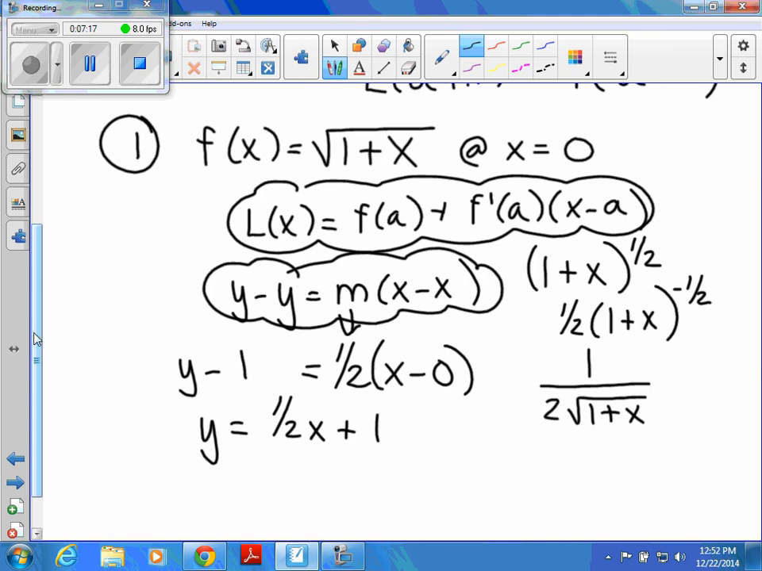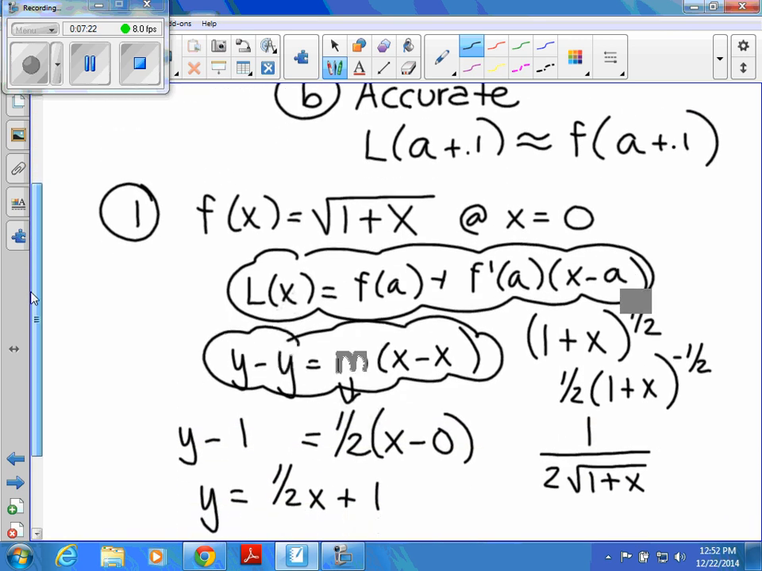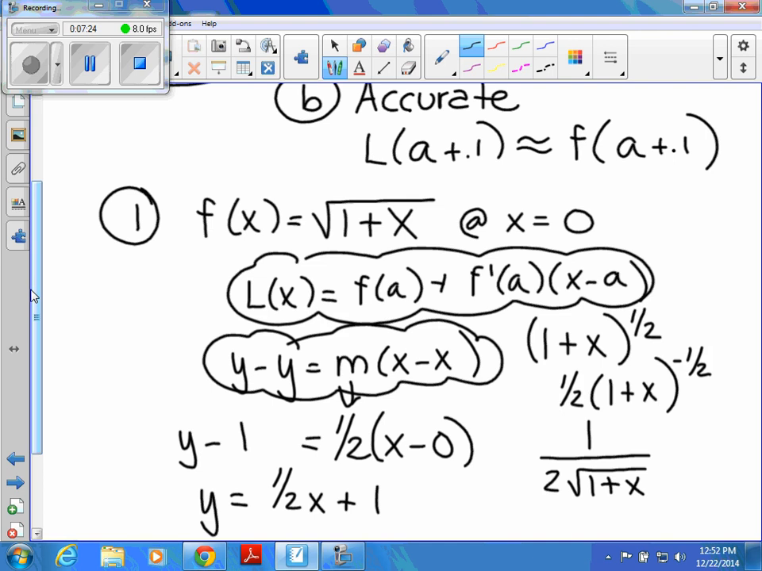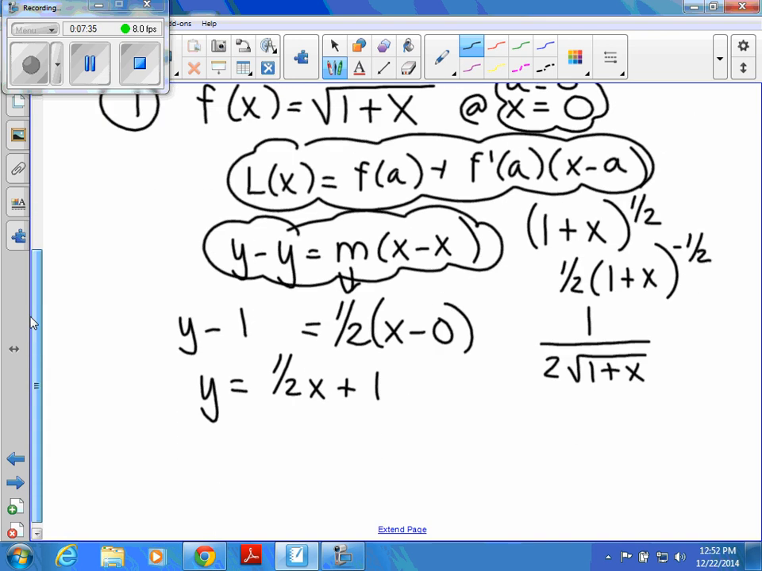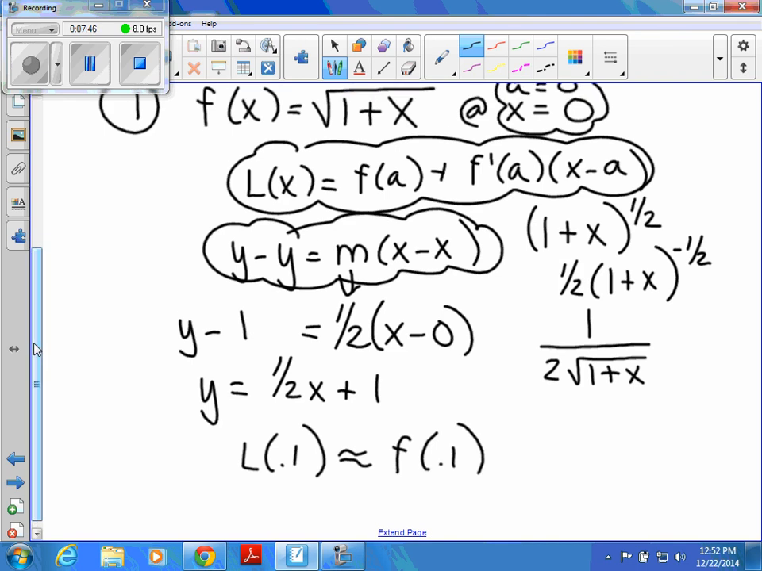Okay, the last thing they want to do is check to see how accurate it is. All they want you to do is, your a is equal to 0. Your x and your a are exactly the same value. So, you're going to plug a 0 in. What's 0 plus 0.1? So you're going to check L at 0.1, and how close it is to the original f at 0.1. That's the b part.